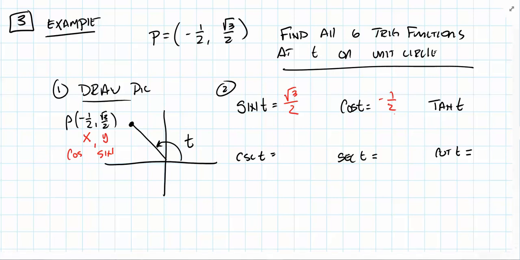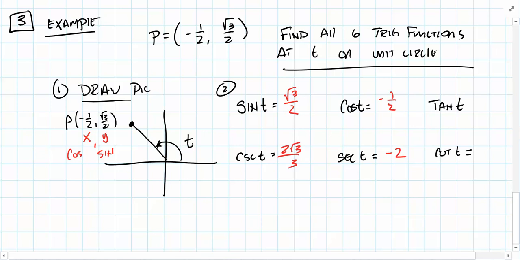So let's start with the easy one. Secant. What's the reciprocal of negative 1/2? Negative 2. Very good. Now let's talk about cosecant. What's the reciprocal of sine? We have root 3 over 2. Take that, flip it over. So that'd be 2 over root 3. Good, very good. So you have 2 root 3 over 3.